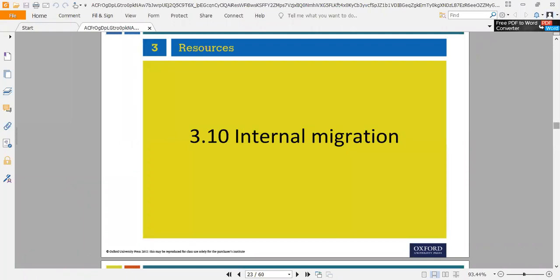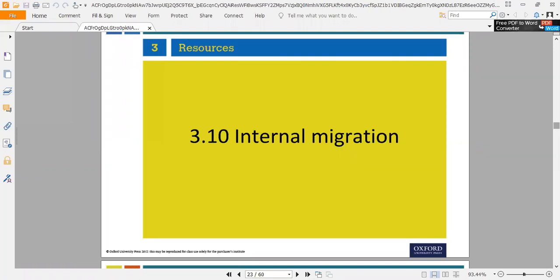All right, internal migration now. So what is internal migration? So we know that it is movement within a specific geographic area, specific country, right? So movement within a country. That is what internal migration is. What are the types of internal migration now?